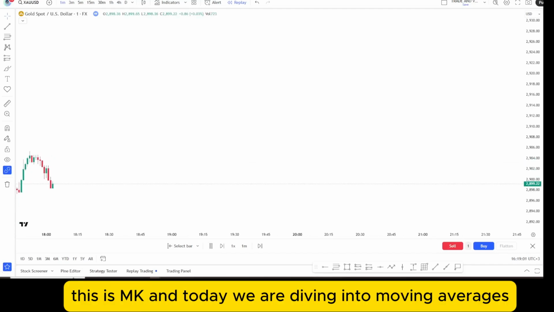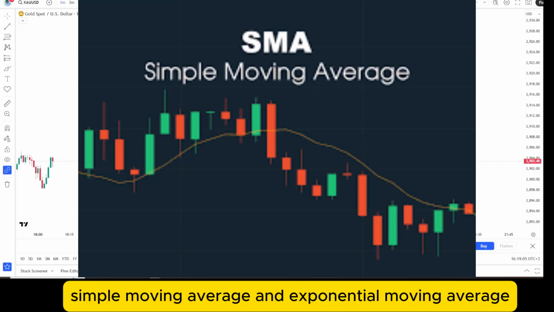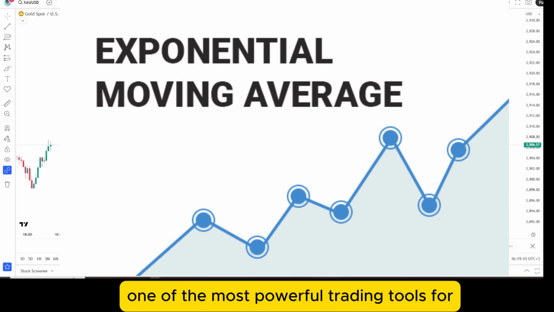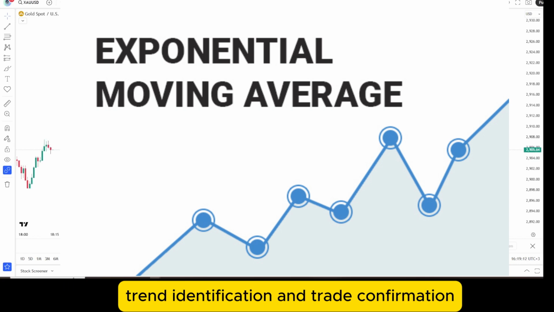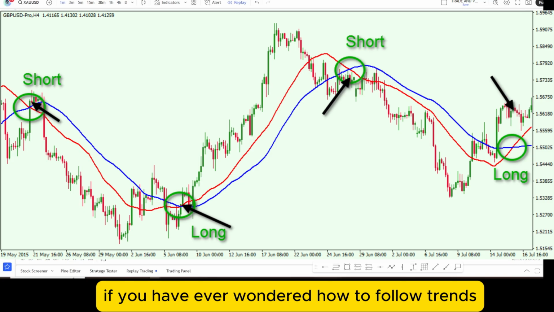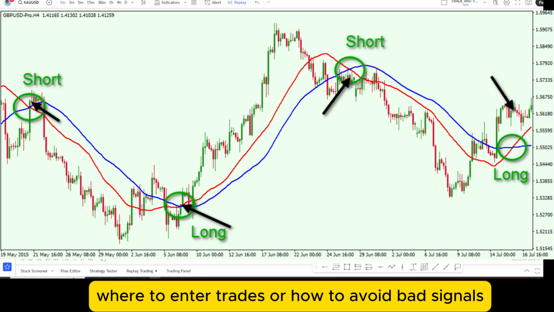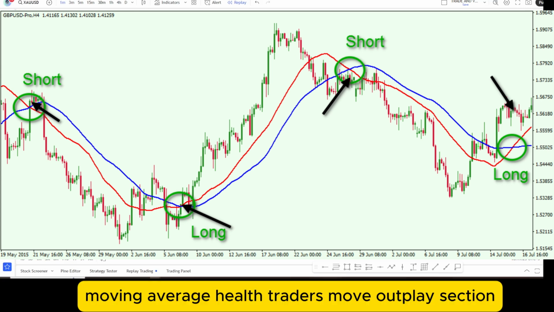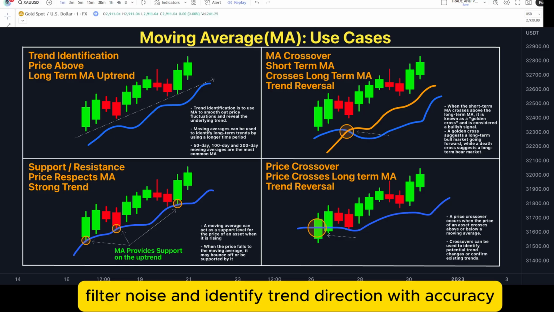This is MK, and today we are diving into moving averages, simple moving average, and exponential moving average. One of the most powerful trading tools for trend identification and trade confirmation. If you have ever wondered how to follow trends, where to enter trades, or how to avoid bad signals, this lesson is for you. Moving average helps traders smooth out price action, filter noise, and identify trend direction with accuracy.